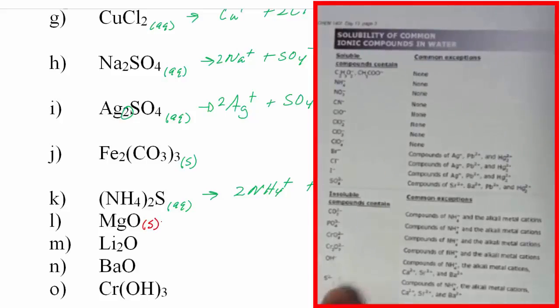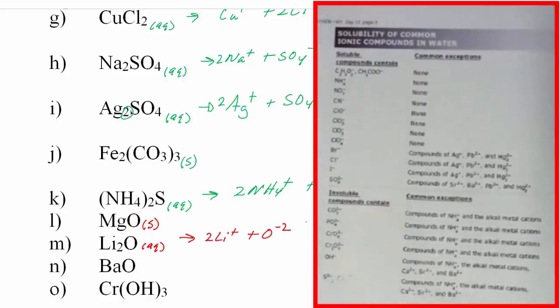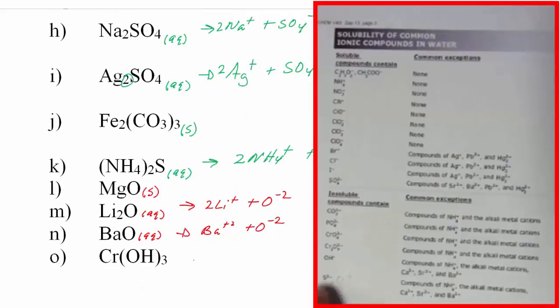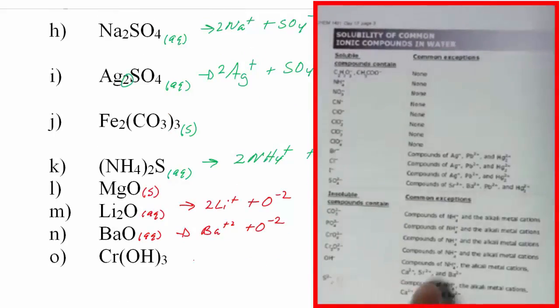Lithium oxide, well, alkali metal, it's an exception. AQ. So I'll have 2 lithium ions and an oxide anion. Barium oxide. Oxides are insoluble, but barium's an exception. So I get a barium ion and an oxide anion. Chromium 3 hydroxide. Hydroxides are insoluble. Chromium is not an exception. So solid. Insoluble.